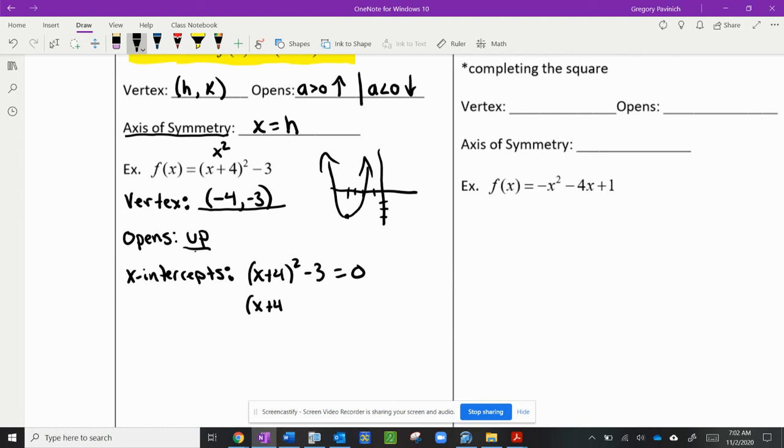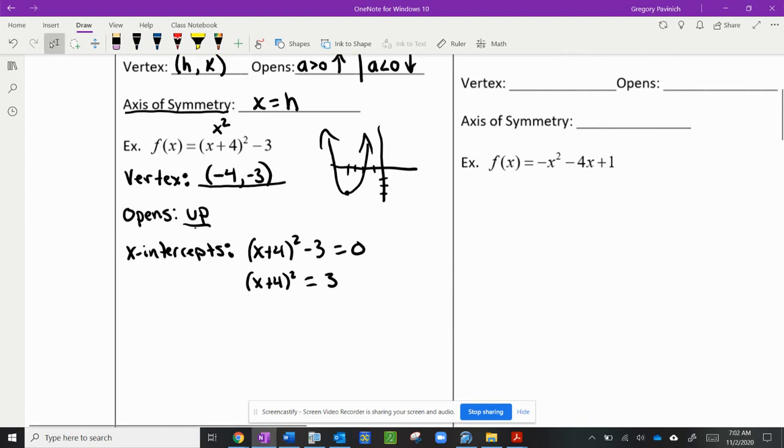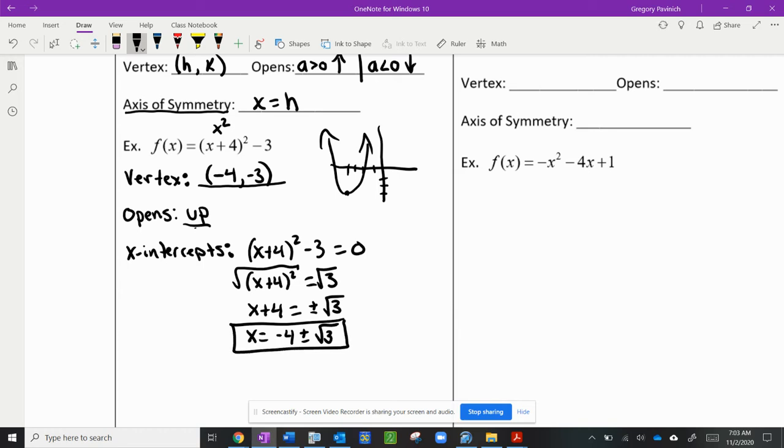Remember, the fundamental theorem of algebra says whatever the degree of the polynomial is, that's how many solutions your polynomial will have, whether they're real or complex. So I'm going to square root both sides, and I get plus or minus the square root of 3. That indicates my 2 x-intercepts, and there are my 2 x-intercepts.